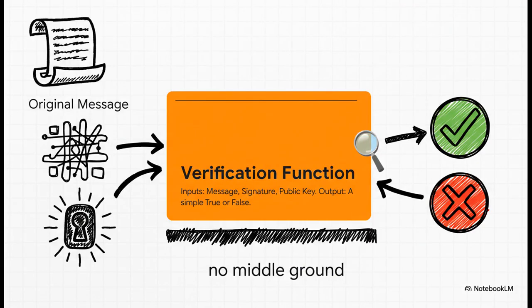Okay, so that's signing. What about the other side? Verifying. Well, that's another simple machine. This one takes 3 inputs. The original message, that signature we just made, and the sender's public key, which, remember, is available to everyone. And the output? It couldn't be simpler. It's either true or false, yes or no. The signature is either valid or it's not. There is absolutely no in-between.